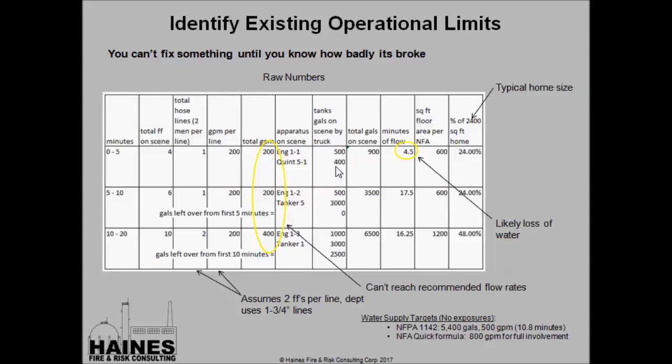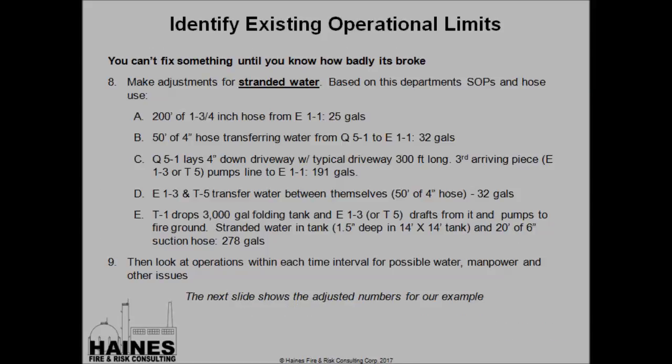We've got relatively small tanks on the engine. We've got a 500 gallon engine and a 400 gallon quint. So in theory, we can only sustain this 200 gallon a minute flow continuously for 4.5 minutes. It's kind of saying we've got a pretty good chance that we're going to run out of water before Engine 1, 2, or Tanker 5 arrive on the fire ground. So one of the things we need to do before we start looking at that analysis closer is account for stranded water. Stranded water is the water that's left in the hose lines when the pumps run dry. So in all our attack lines and supply lines, there's going to be water laying in these lines that really becomes useless.